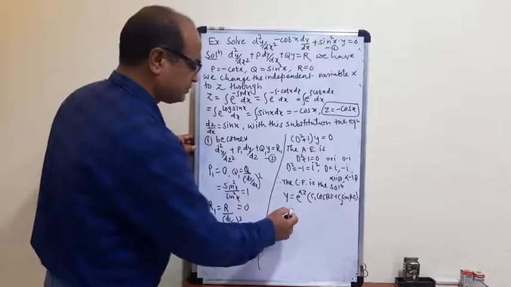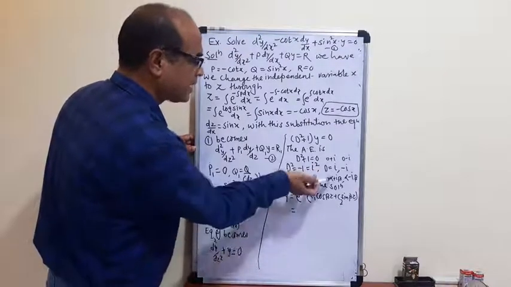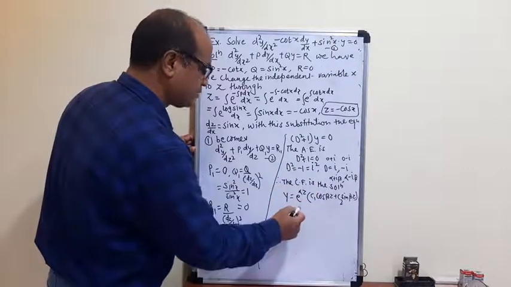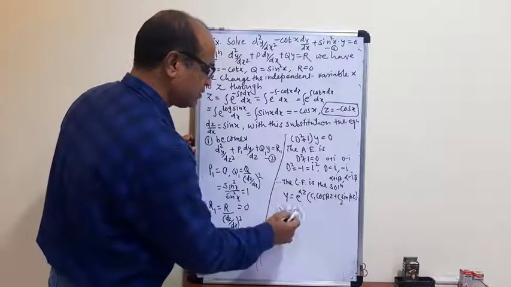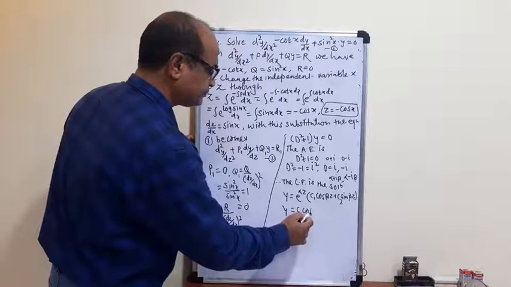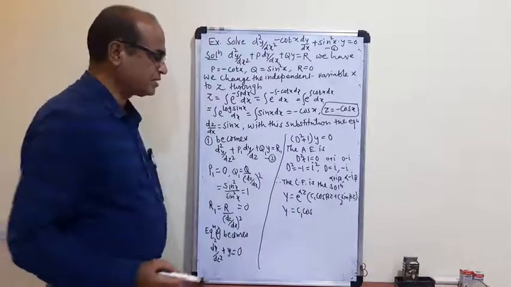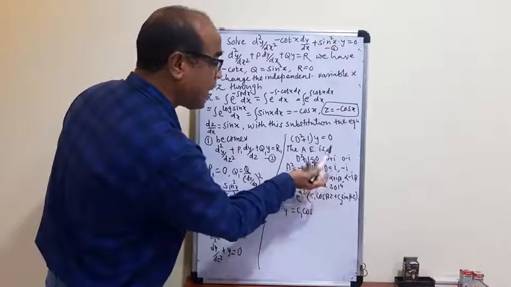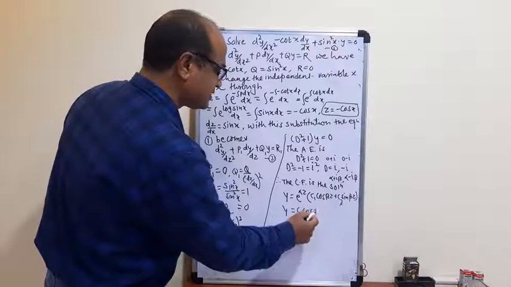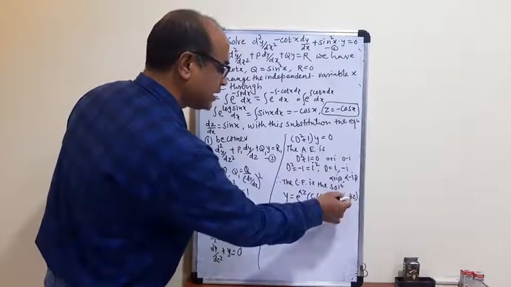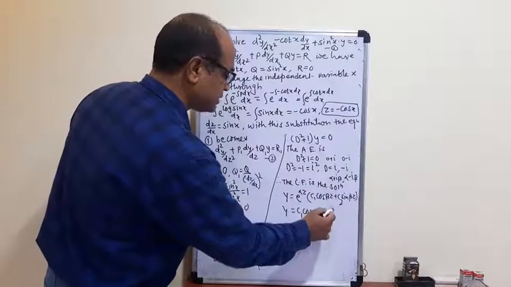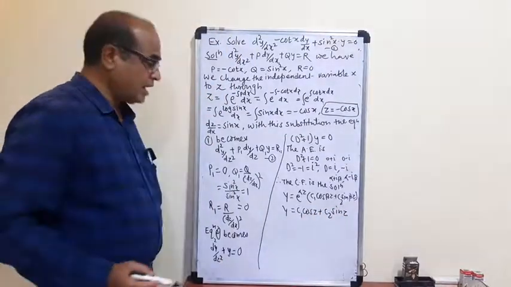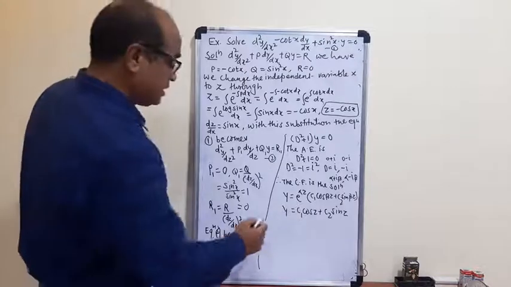So what is alpha? Alpha is 0. E raised to 0 is 1. So this is y is equal to C1 cos of what? What is beta? Beta, the coefficient of i, is 1. So cos z. Beta is 1 here, plus C2 sin z. Okay, so then resubstitute.